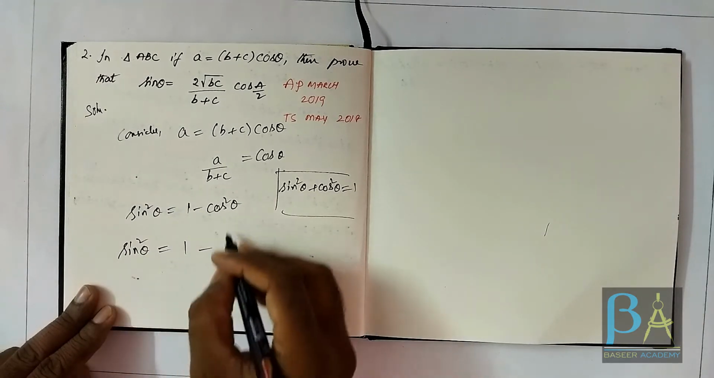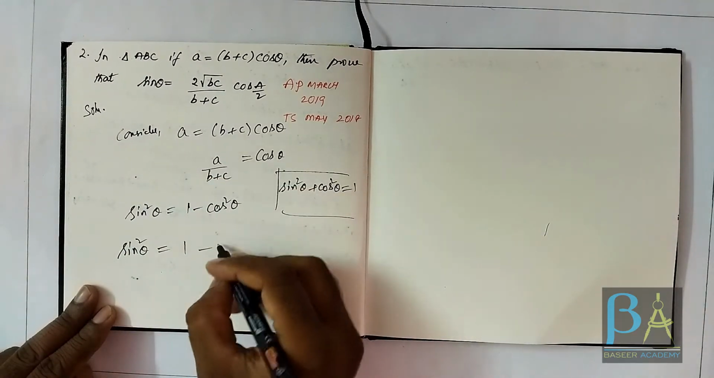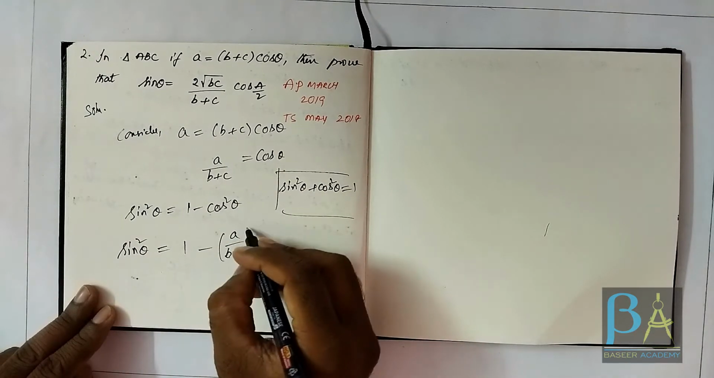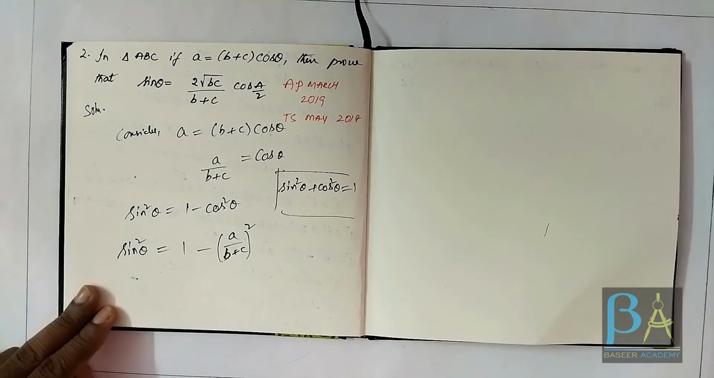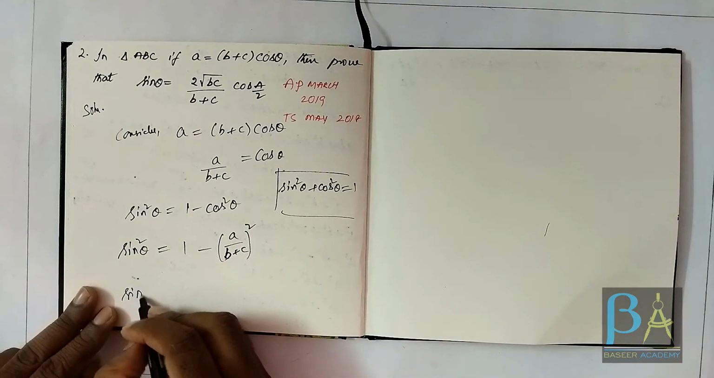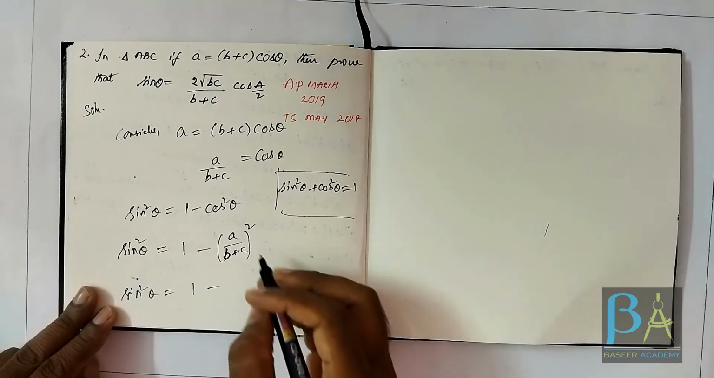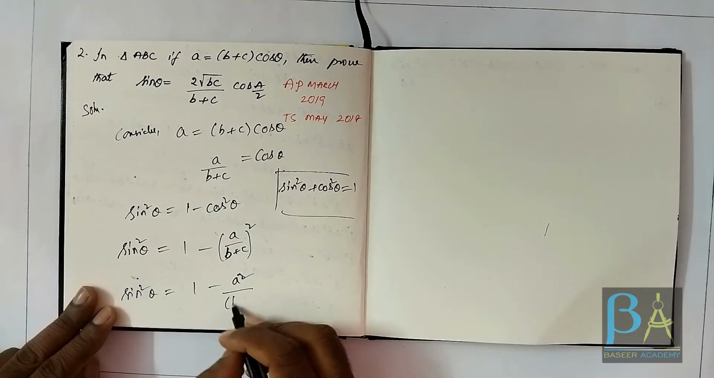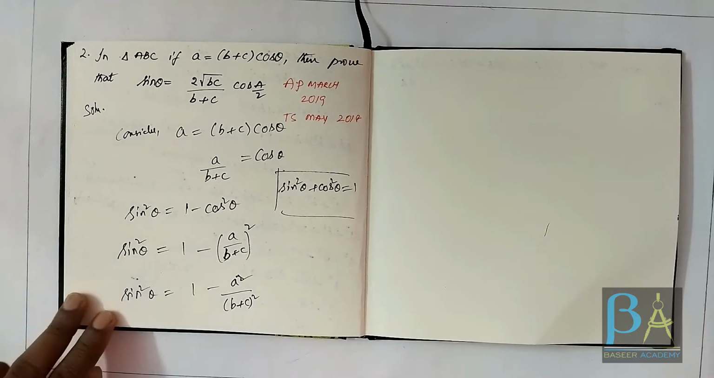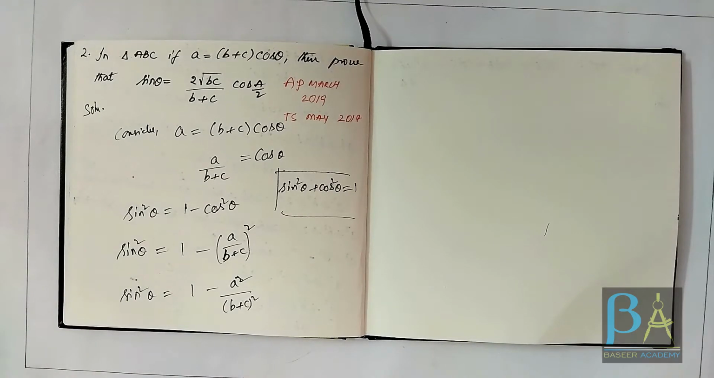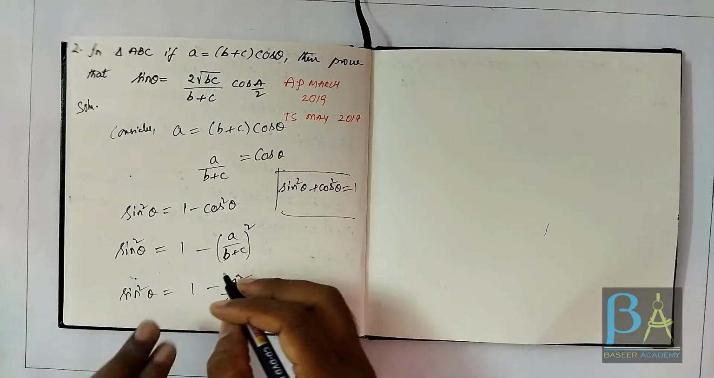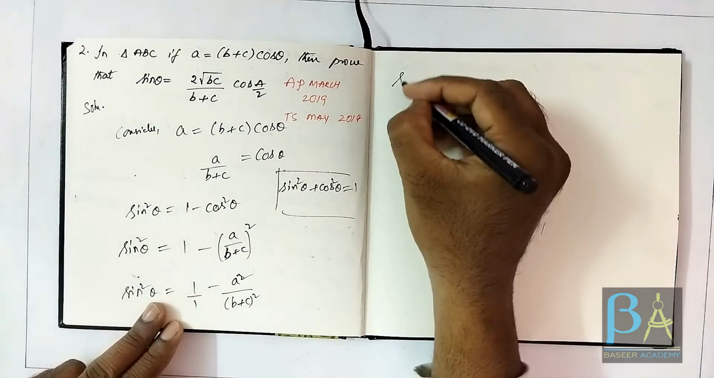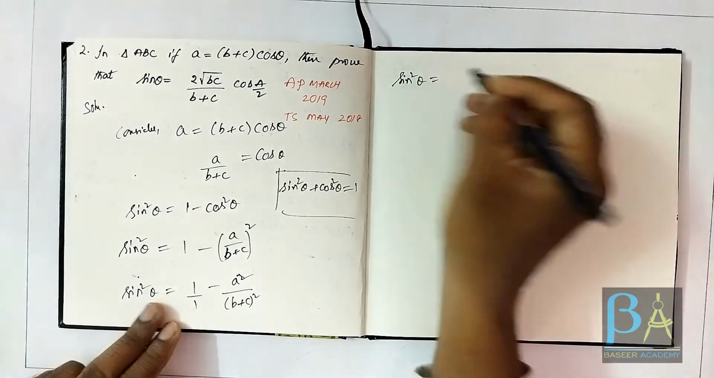So 1 minus, in place of cos theta, I'm going to write A by B plus C, and then the square that you see here, let me write the square as it is. Now sin square theta is going to be 1 minus, the square goes to the numerator also, and the square goes to the denominator B plus C also. So what can we do perhaps now? We can do a little cross multiplication here. We can write by 1 here, and then cross multiply them.